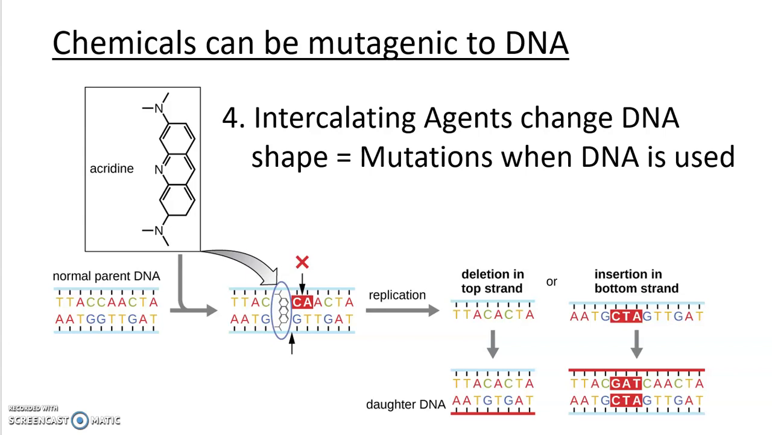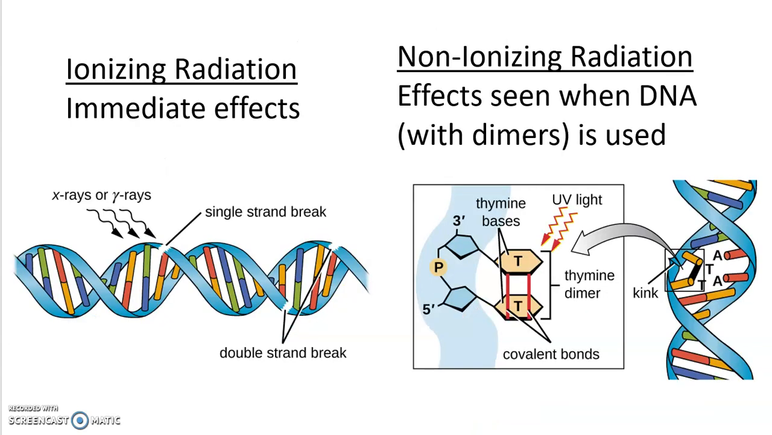The last chemical that we can look at is what's known as an intercalating agent, and these will actually insert between the strands of the DNA, which changes the shape, and when the DNA is used, you're going to get your mutations. And the other kind of thing that we can see, instead of chemicals, is radiation causing mutations. Ionizing radiation will actually cause breaks in your DNA, whereas non-ionizing radiation like UV light results in the production of dimers that can change the DNA.